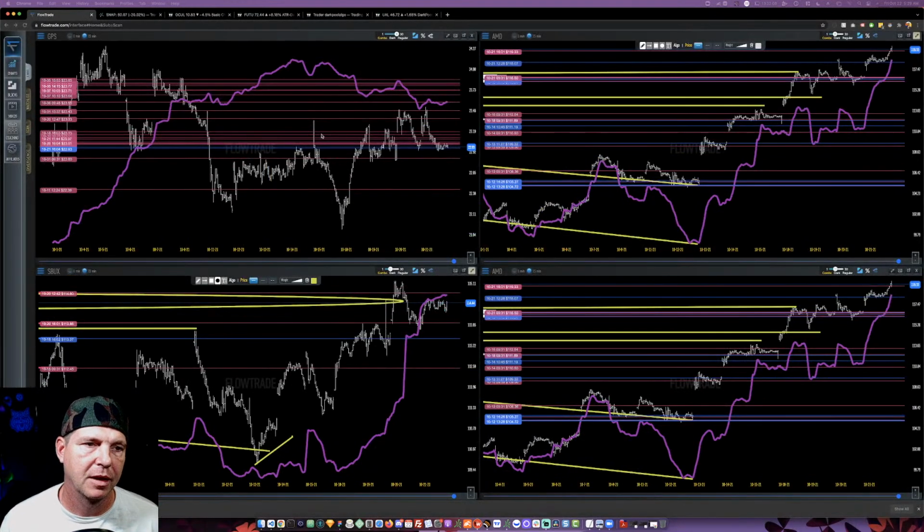Okay. This is the FlowTrade interface. This is what we will be using, looking for divergences. This is a leading indicator. It looks at large institutional hedge funds, big smart money, real-time data, and creates an algorithm based upon a bunch of different factors.